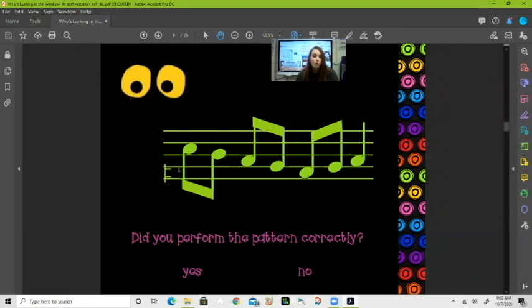All right, so we've started on a re, which is on the second line. We've started on a mi, which is in the second space. We started on a fa, which is on the third line. This one's in the third space. So what comes after fa? Do, re, mi, fa, so. Okay, so this one we're apparently starting on a so.